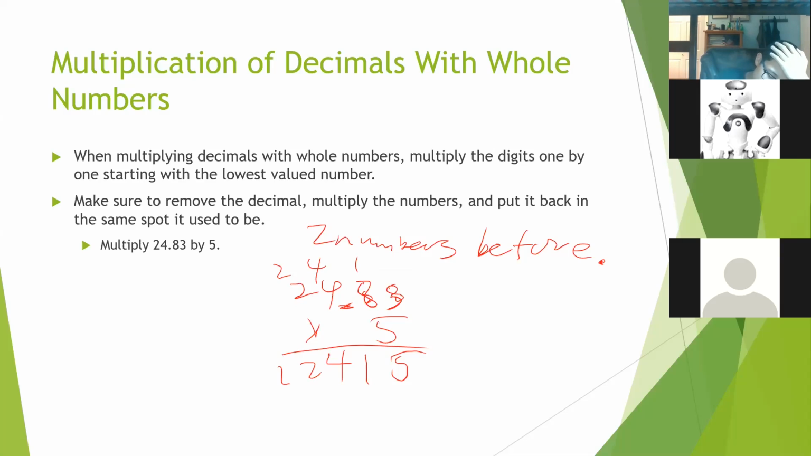So we have 12,415, but we forgot to put the decimal in the place where it used to be. So I'm going to do that now. In the original number, the decimal has 2 numbers before it. So I'm going to put it in the same spot here. So now the answer is 124.15.